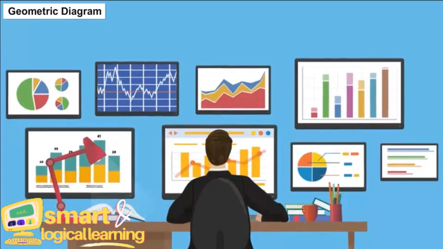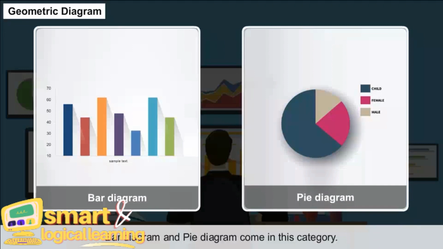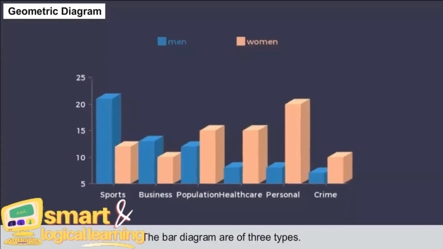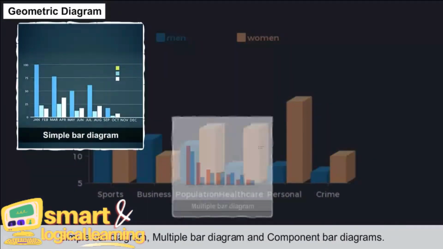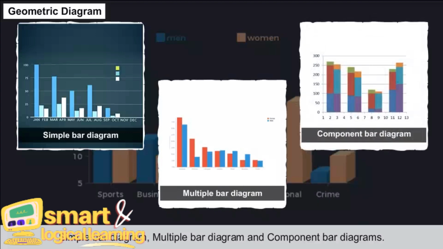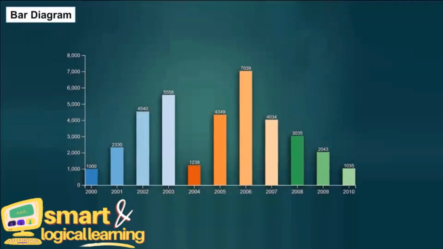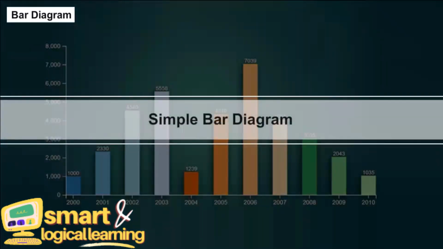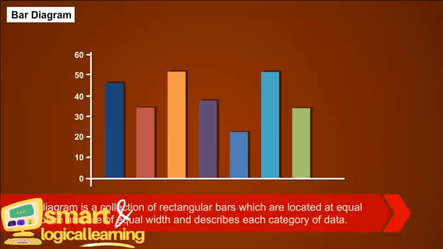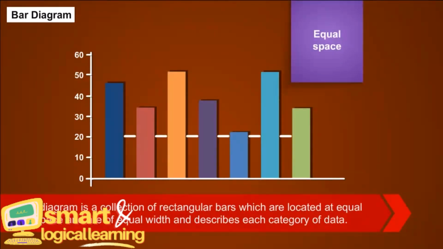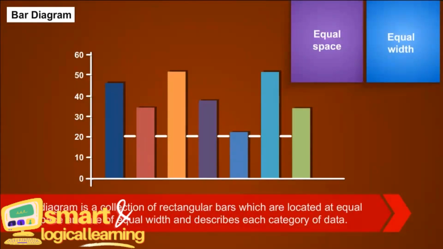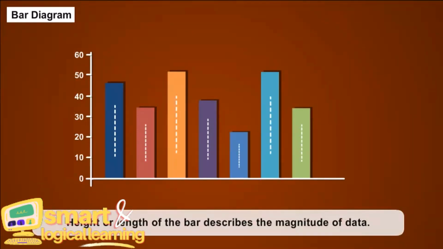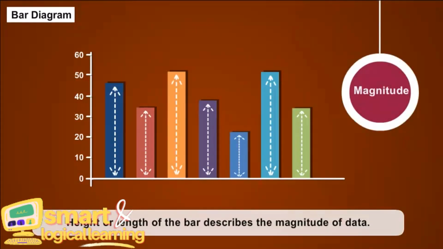Geometric diagram. Bar diagram and pie diagram come in this category. The bar diagrams are of three types: simple bar diagram, multiple bar diagram, and component bar diagram. Bar diagram. Simple bar diagram. Bar diagram is a collection of rectangular bars which are located at equal space and are of equal width and describe each category of data. Height or length of the bar describes the magnitude of data.